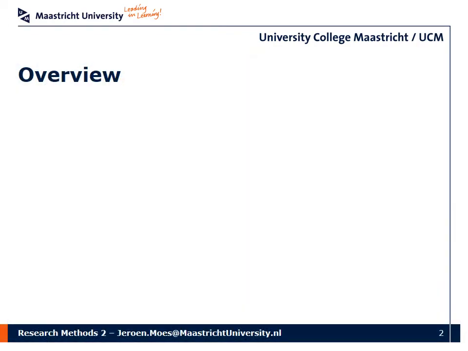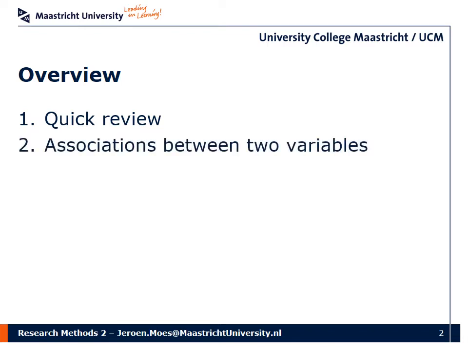So the first lecture is going to be dealing with a couple of things. First, we'll go into a quick review for all of the stuff that we've learned in Research Methods 1, just to see if we're all on the same page still. Then we'll move on to associations between two variables. So we've talked about correlation already, Pearson's R. We'll talk about a couple more because Pearson's R has its limits and its specific use cases.